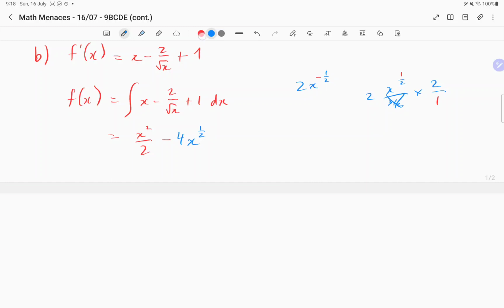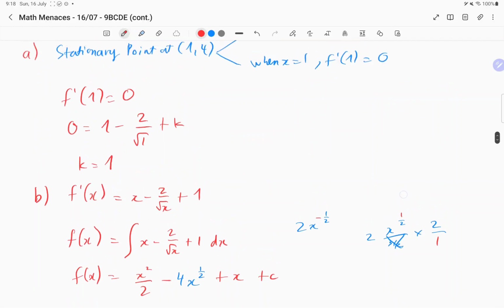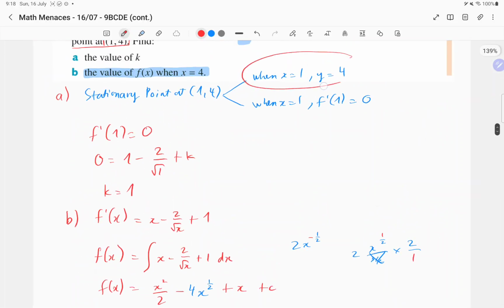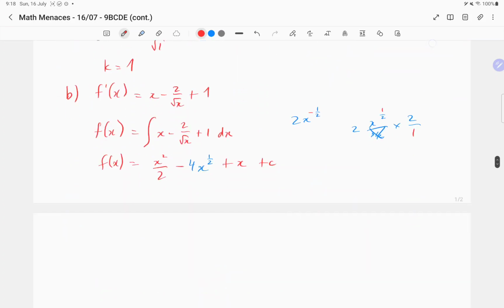Okay? Plus 1 would be plus x, and then plus c. Alright, so that's the main equation, and remember how do we find c again? We'll need to use the other piece of information that we were given earlier. When x equals 1, y equals 4.